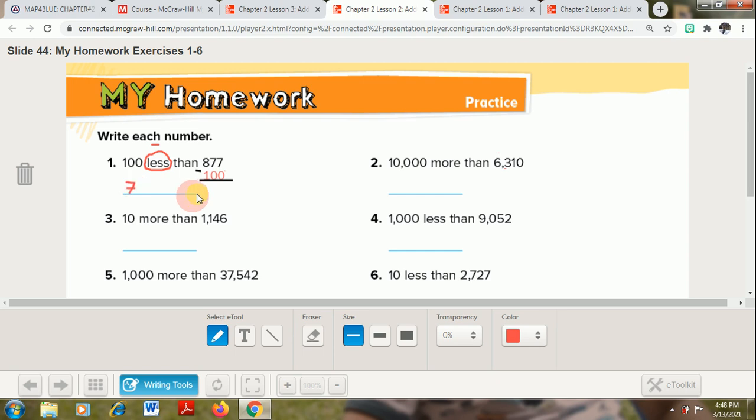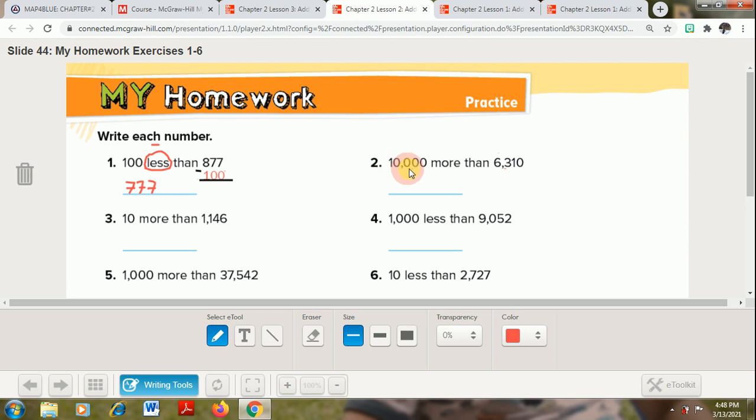Okay, and then because this is the identity property, I will write just the 7. I will copy the 7 because we know that 7 minus 0 will be 7. So the subtraction of this number is 777. Okay, now look at the example number 2.